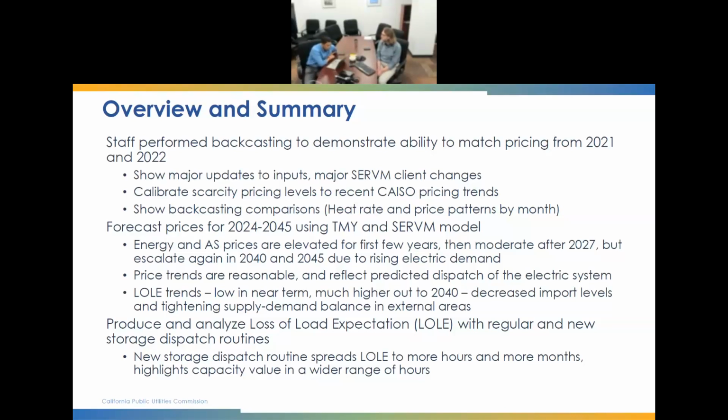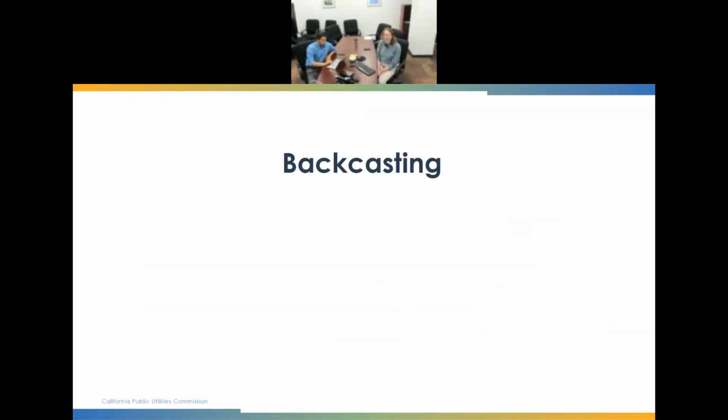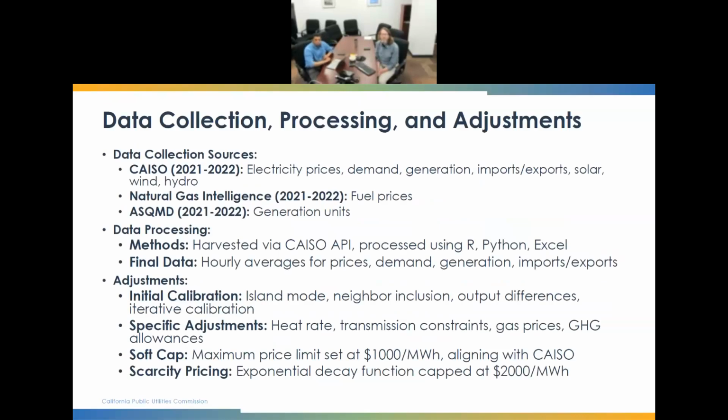And the last one is about the loss of load expectation. That is going to be the second presentation, where we show you the loss of load using two routines of the storage dispatch. The first, the regular one we use in our production cost, and the new storage dispatch. So we'll start with the backtesting.